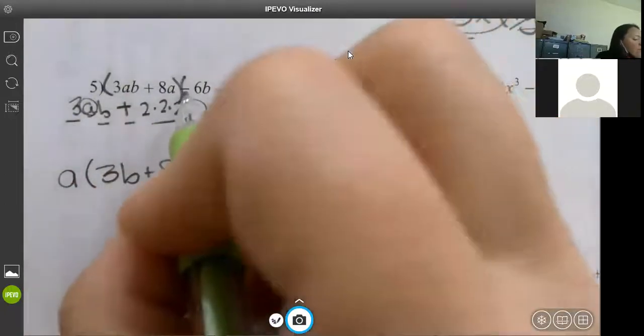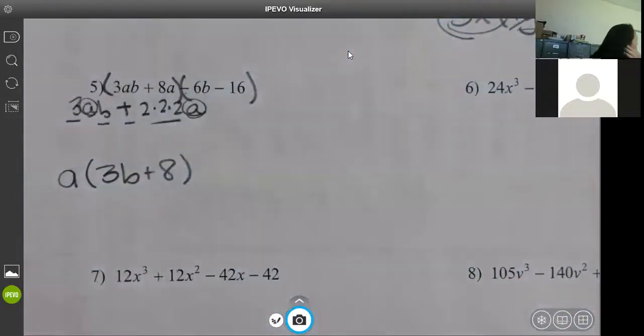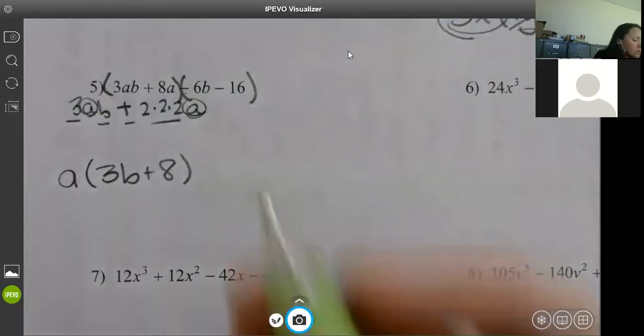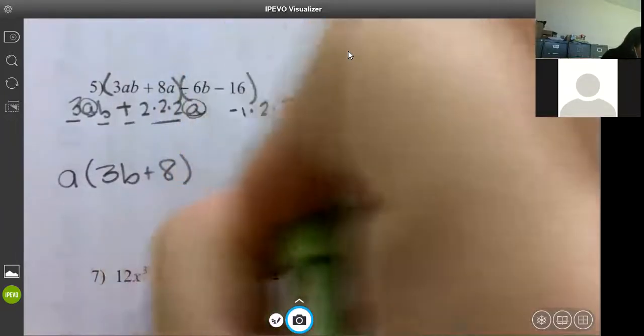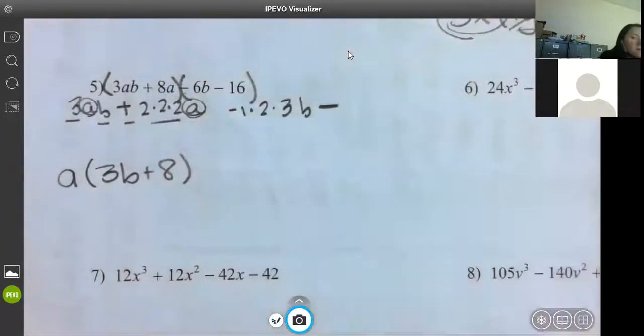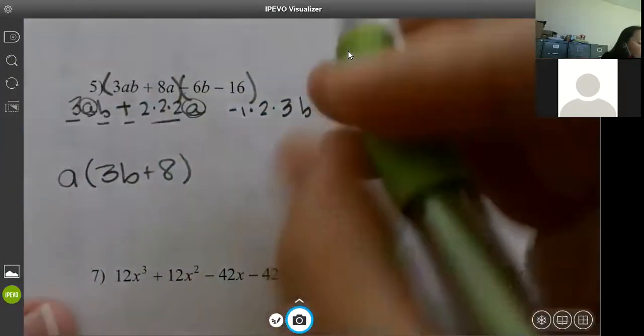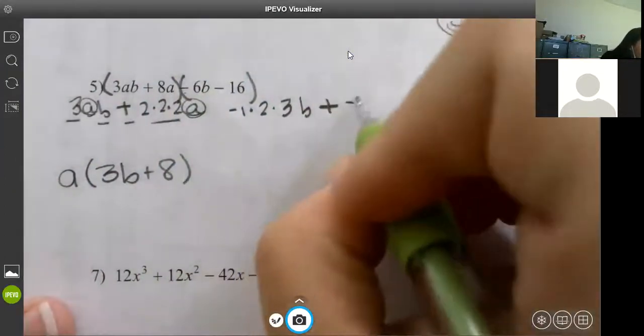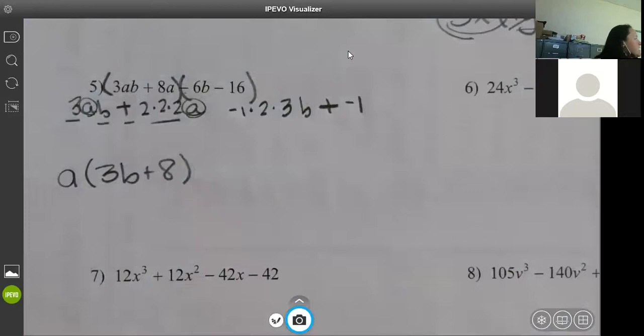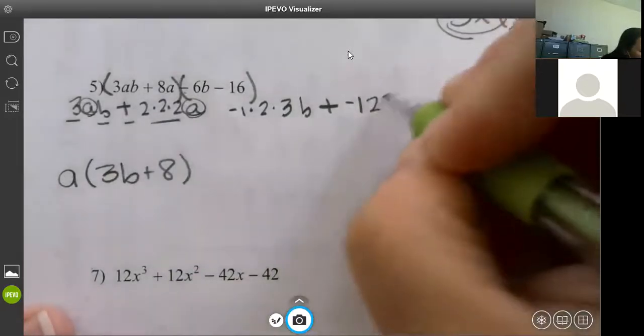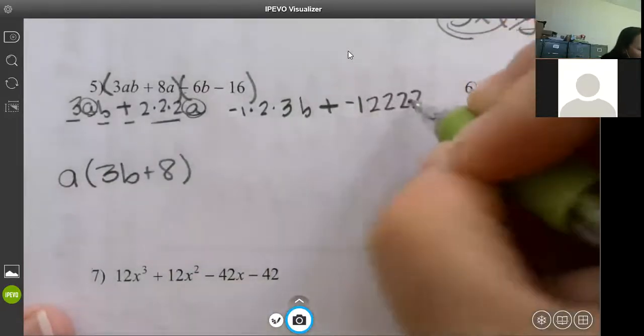In the next one, we have negative 6b. How did I tell you to deal with the negative? Put what? Yeah, negative 1. Yeah, just like yesterday. Negative 1. 6 is 2 times 3. Then we have a b. We're going to have a plus negative 1 because it's a negative 16. And 16 is 4 and 4, or 2, 2, 2, 2.